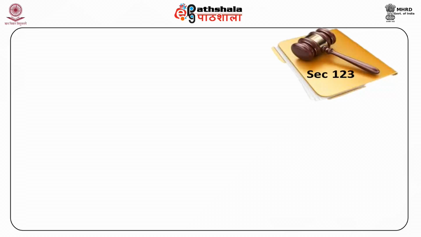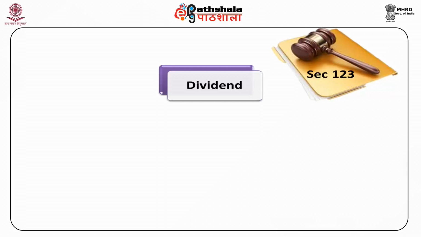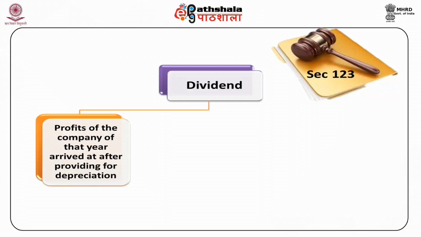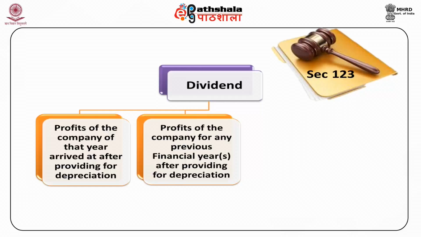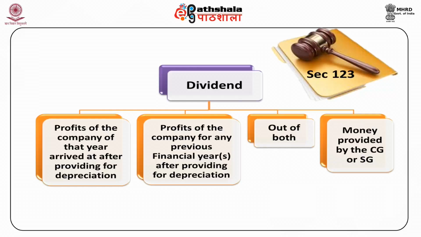As per Section 123, dividend by a company for any financial year can be paid or declared only out of: A. Profits of the company of that year arrived at after providing for depreciation in accordance with the provisions of the Act, or B. Profits of the company for any previous financial year or years after providing for depreciation as per the provisions of the Act, or C. Out of both, or D. Money provided by the central or state governments for the payment of dividends in pursuance of the guarantee given by that government.